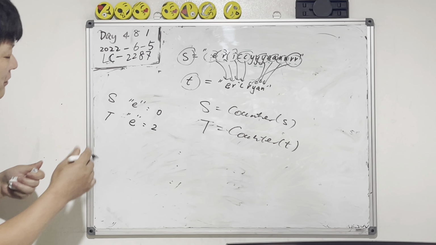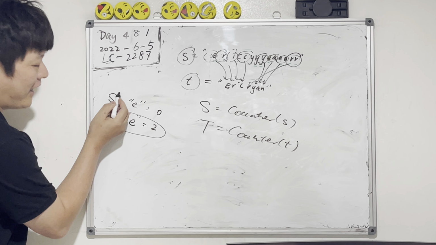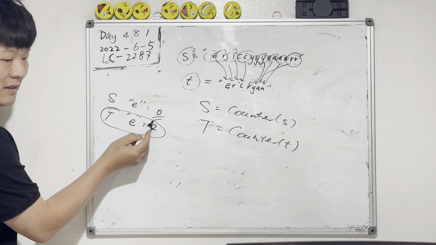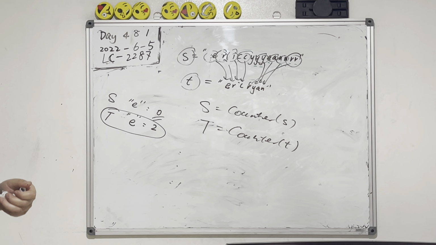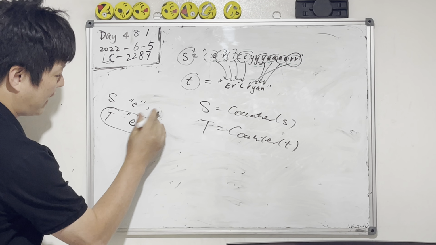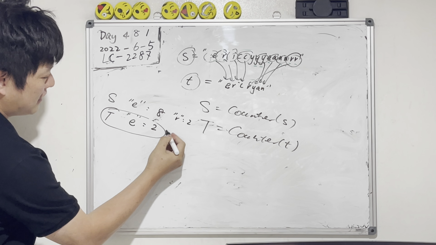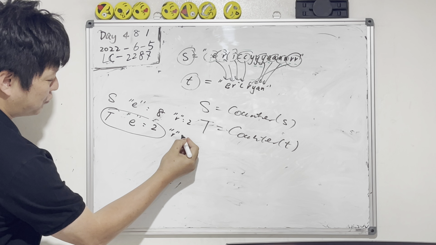Okay, so we need to go through the T, and then we find the corresponding counter, and we divide it by it, and then we get the minimum, right? For example, this E is 8 times, okay? And how about R? R is 2 times here, and then here R is 1 time.